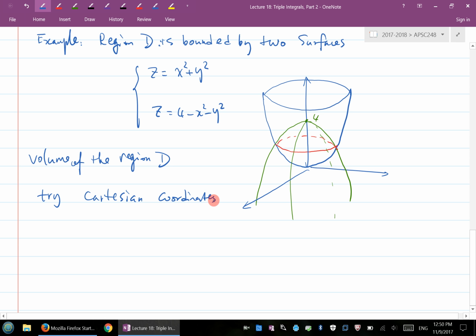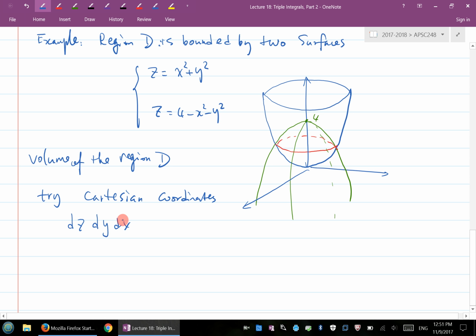For Cartesian coordinates, step number one, you sketch everything, and then you build it. Basically, you will try to determine the order of integration. So let's say I will determine the order of integration using dz, dy, and then dx. Okay, this is the order I'm going to do it.